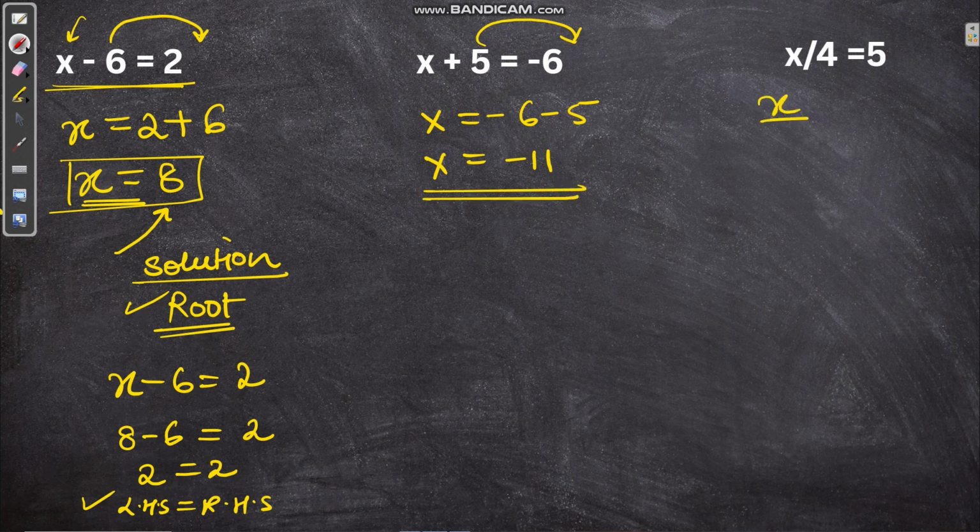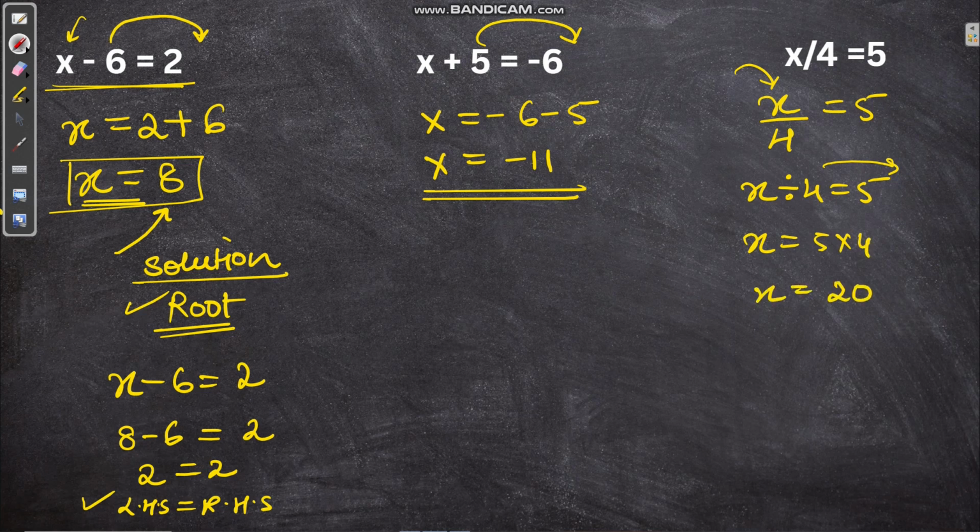x divided by 4 is equal to 5. Now we want to find x, correct? So whatever is along with the x, you take it on the other side. Here we have x divided by 4 is equal to 5. Take this 4 on that side. So x will be equal to 5 into 4. So x will be equal to 20. That's the root or the solution of this equation.